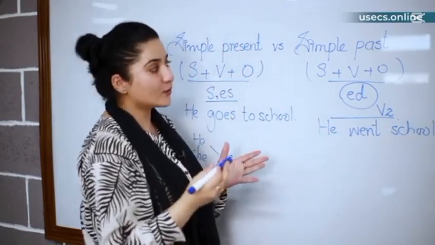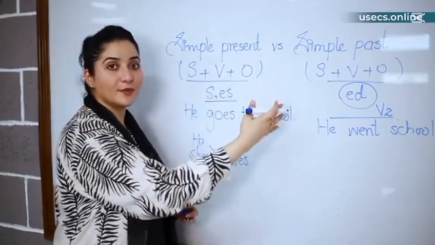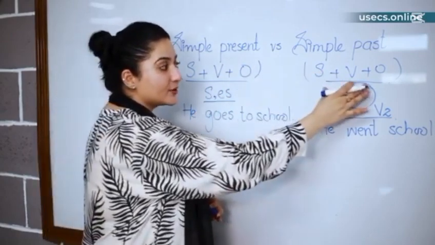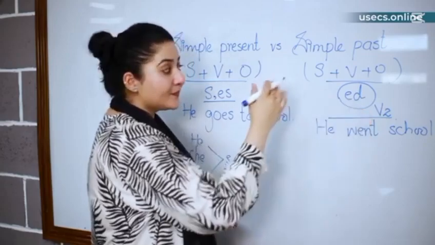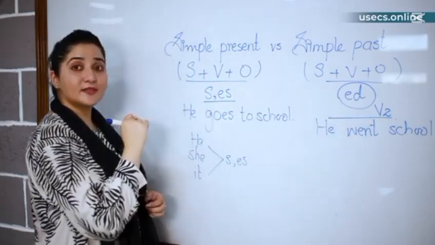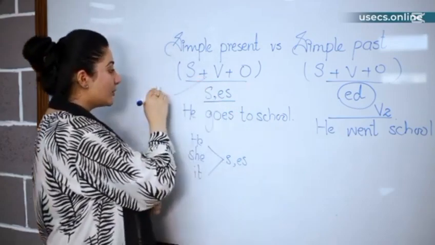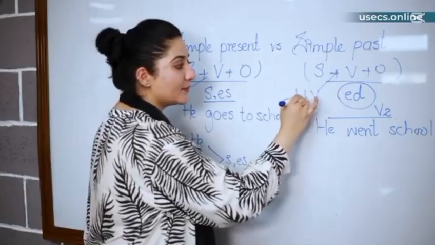So let me repeat the concept once again. The hack to remember the difference between the simple present and simple past: with the verb form, we use S and ES. And in simple past, the hack is that the second form of verb is used. Now, one thing that is missing in the simple present and the simple past tense, there is no helping verb. Not in the simple present, not in the simple past.